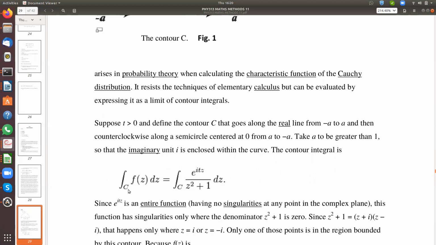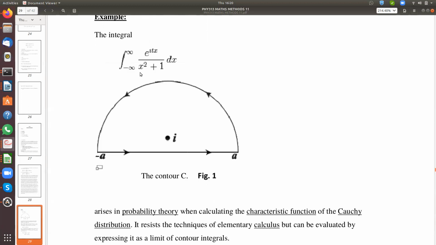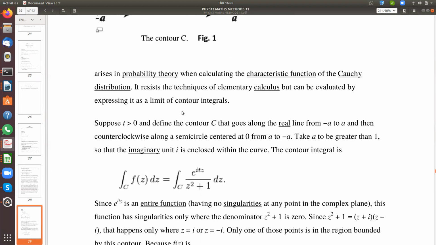Now, the integral over C, a closed contour, of f of z dz. In terms of that function, where you see x, you put z. You have x here now, so you replace x with z, which gives us this. Since i is here, exponential itz is an entire function having no singularity at any point in the complex plane. This function has singularity only where the denominator is equal to 0.